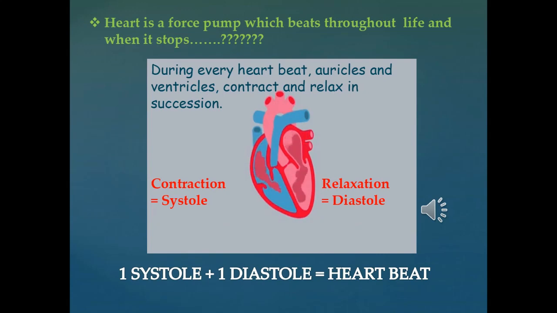The heart is a force pump. The blood is kept in circulation through the blood vessels because the heart works like a force pump and beats throughout life. During every beat or heart cycle, the auricles and the ventricles contract and relax in succession. Contraction of the heart chambers is known as systole, while their relaxation is called diastole. Thus, one complete systole and diastole of the heart makes one heartbeat or cardiac cycle.